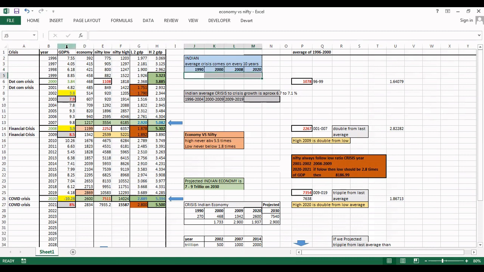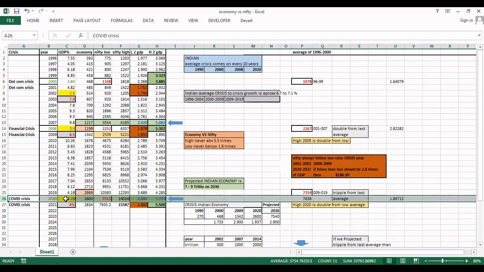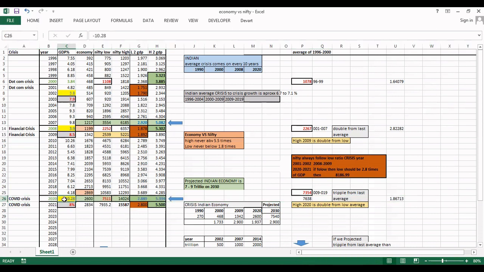Now we check the GDP in percentage. After the dot-com crisis, our GDP shrunk somewhere around 3.8%, and suddenly the next year we expanded by 8%. On the financial crisis, our GDP shrunk 3.9% and expanded 8%. Now again on COVID, our GDP shrunk by 10 percent. That's why everyone is saying that our GDP is going to be 8% in 2021. This is nothing, just statistical data, and everyone is showing this to you.